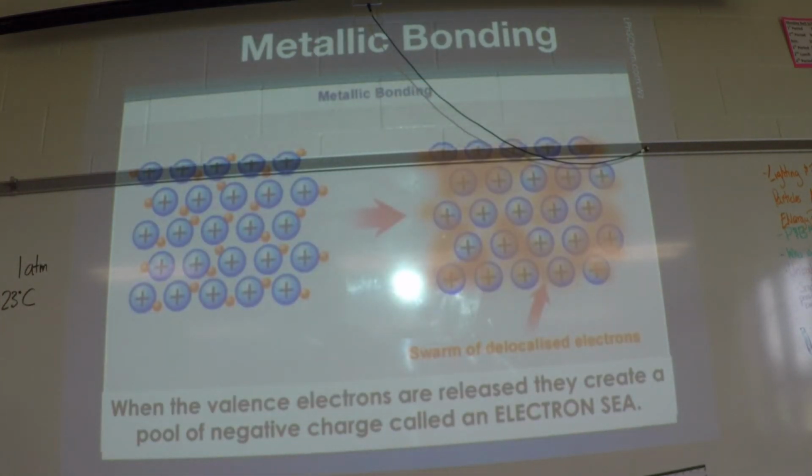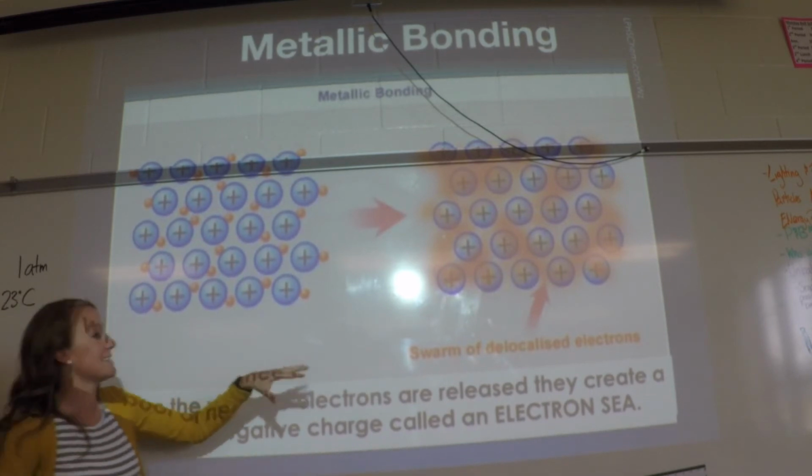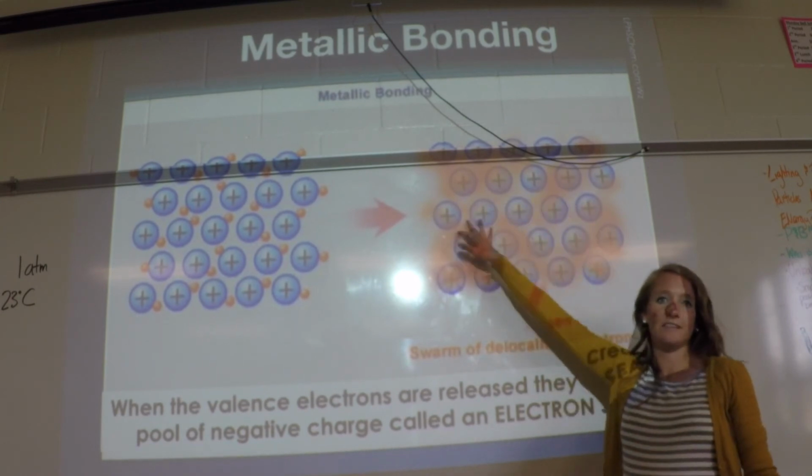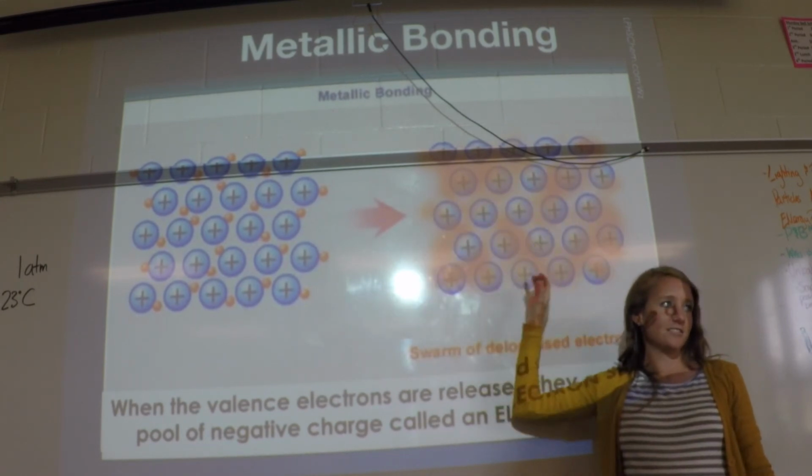So here's kind of how it looks. These little blue ones would be our metals. The red ones are their electrons. So what they do is they all throw their electrons in the middle and the electrons just flow everywhere. And we get this sea of electrons.